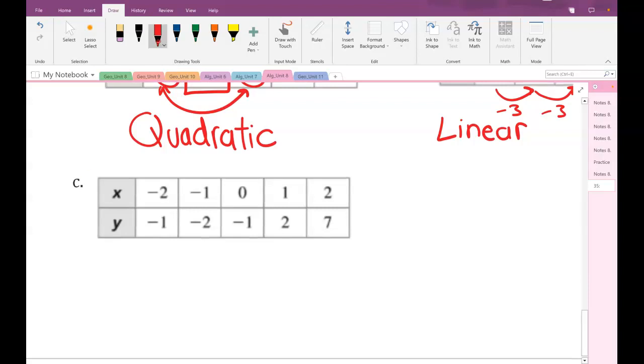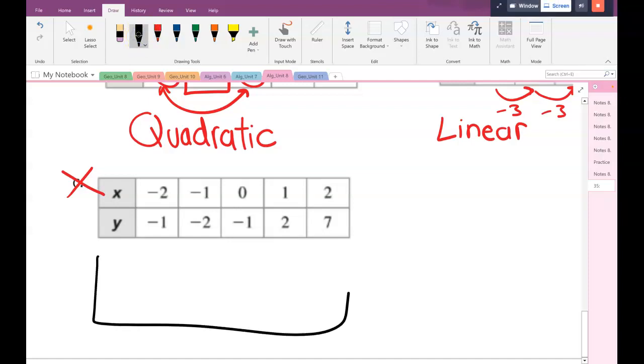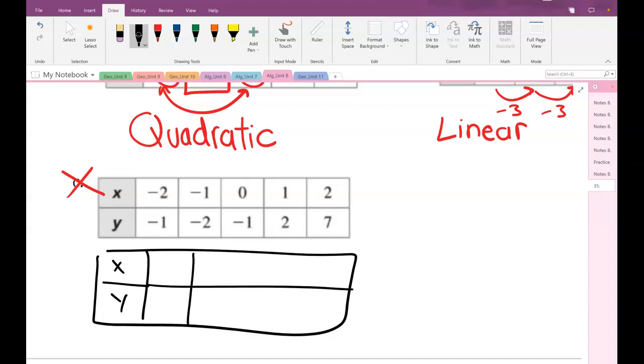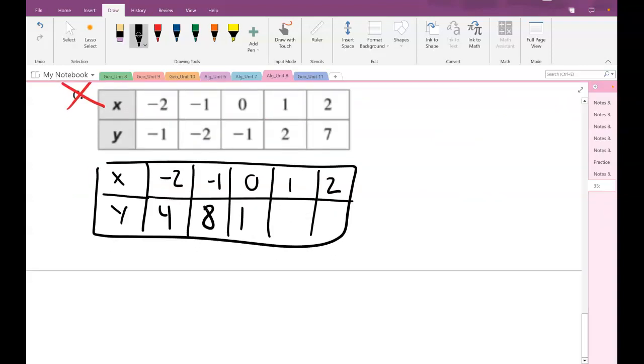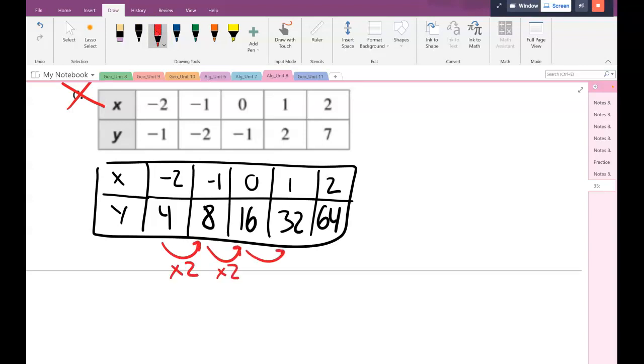Finally, C, we're going to make our own version of C. So make a table, an X and Y table. We'll go from -2, -1, 0, 1, 2. Let's say we had something like 4, 8, 16, 32, 64. Each time we go, we're multiplying by 2. Multiplying by 2. Multiplying by 2. So this is an exponential.